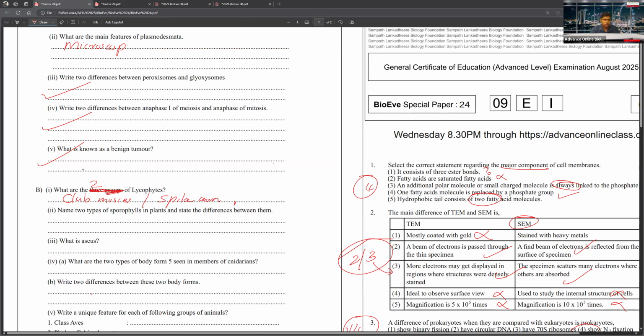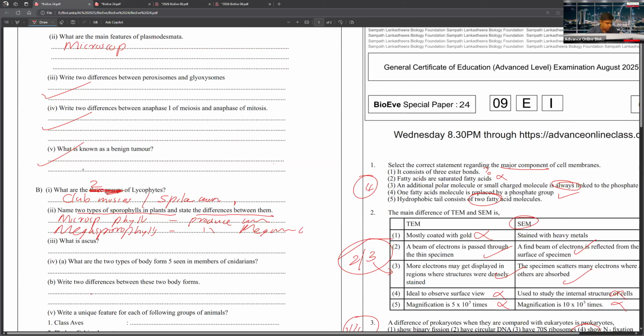Name two types of sporophylls in plants and state the differences between them. Microsporophylls and megasporophylls. Then microsporophylls produce microspores, megasporophylls produce megaspores.